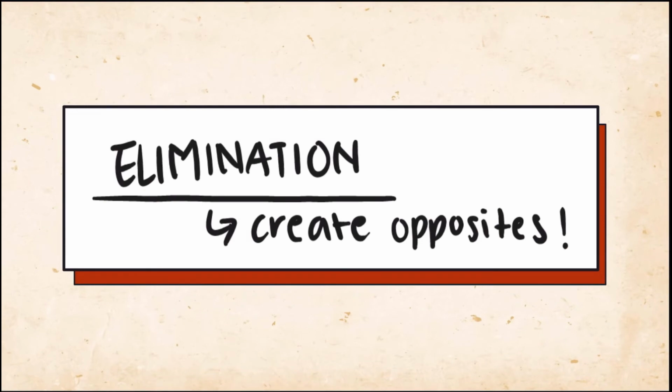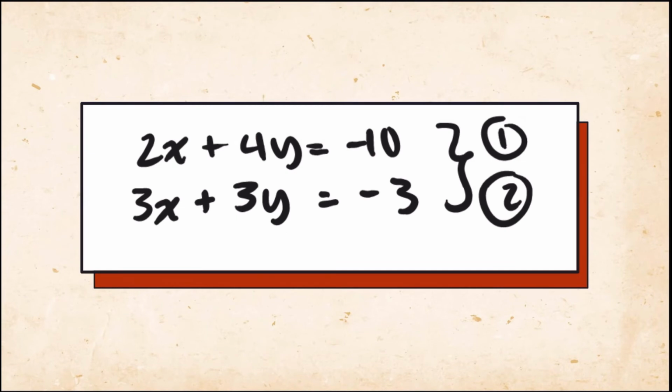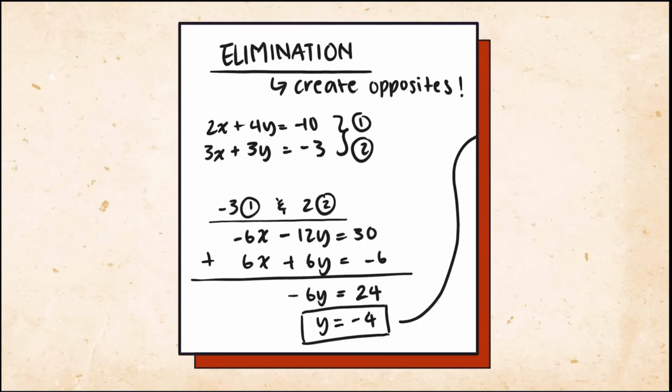You can also solve through elimination, which just means we need to create opposites. This may sound confusing, so let's see this through an example problem. 2x plus 4y equals negative 10, and 3x plus 3y equals negative 3. The first part of solving this problem is finding a way to get at least one variable to be opposite of each other, so we can cancel them to get the other variable.